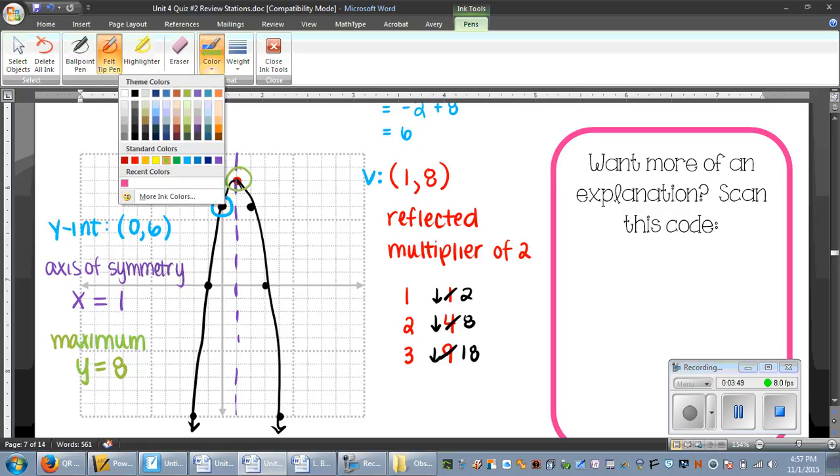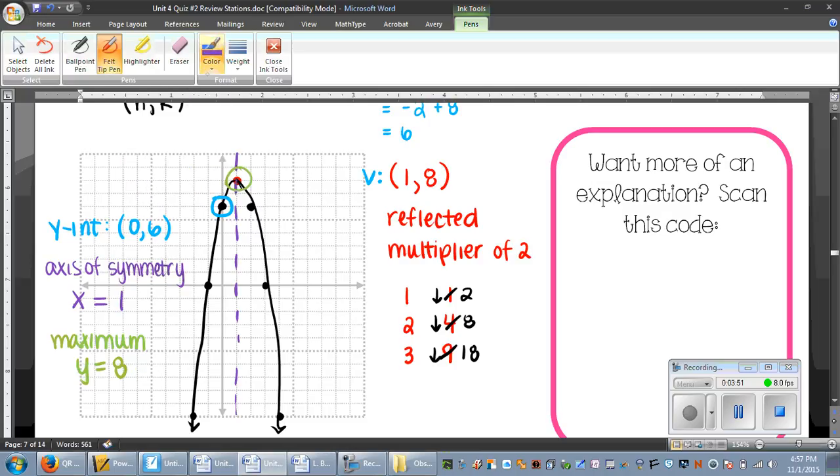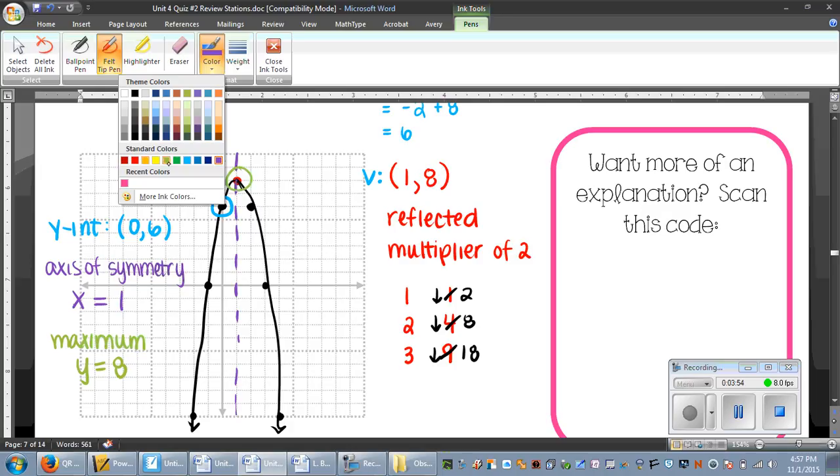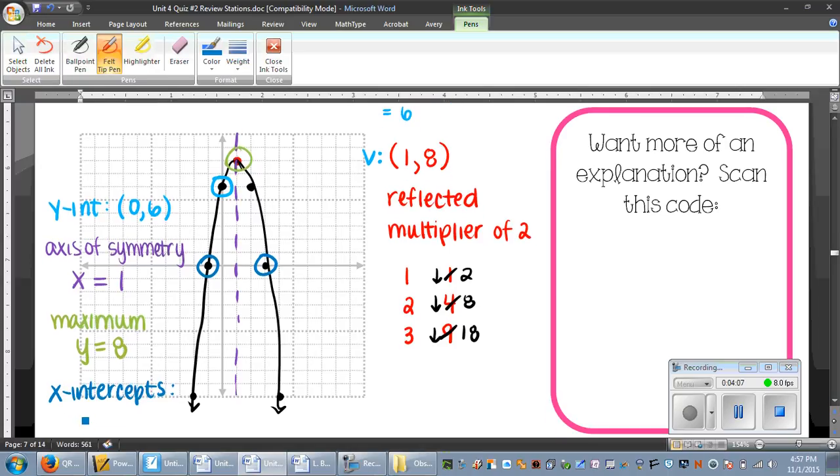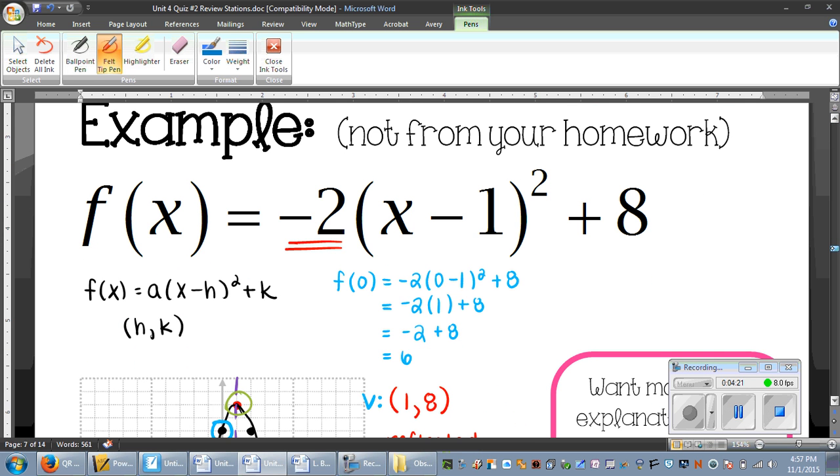And I can also see the solutions on the graph where the graph crosses the x-axis. So my x-intercepts are at (-1, 0) and (3, 0). If I were to solve this equation and set it equal to 0, I should get solutions of -1 and 3. Let's go prove that.